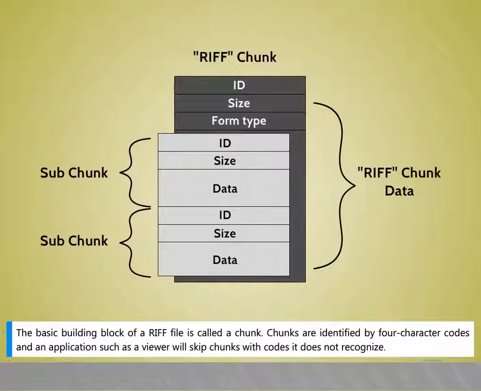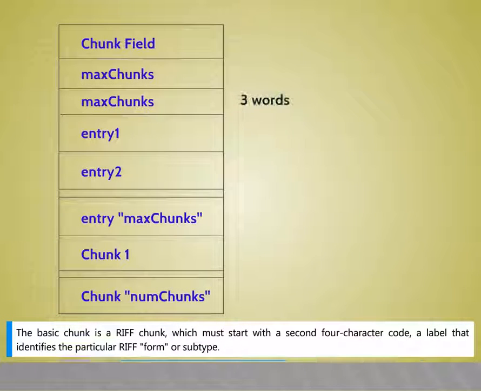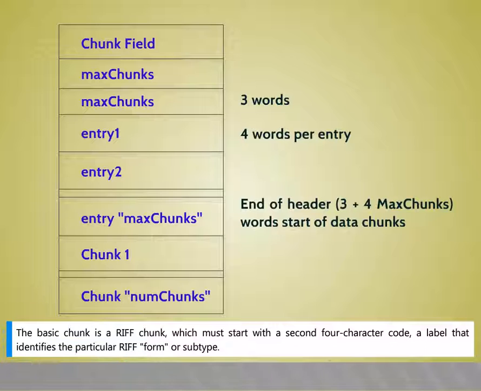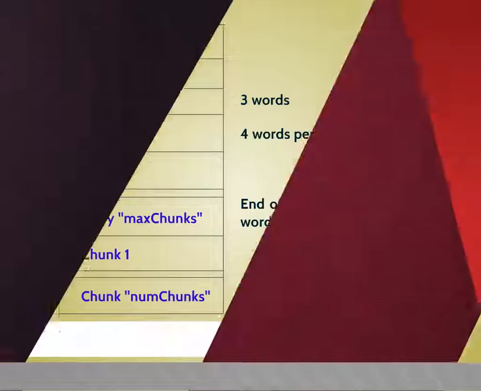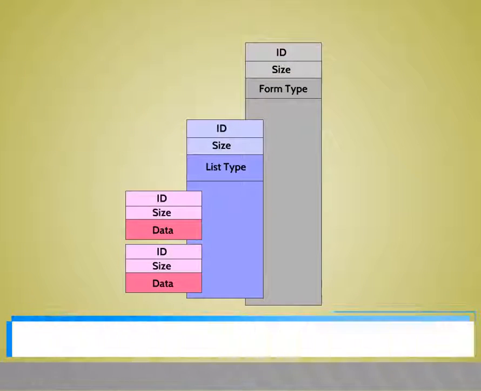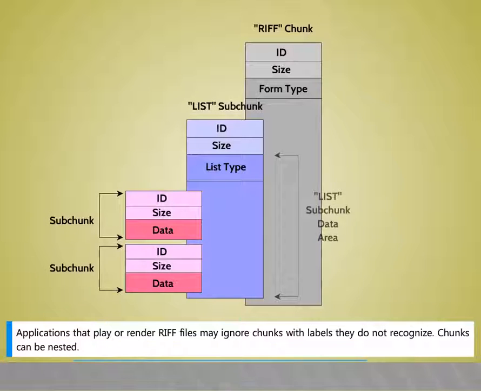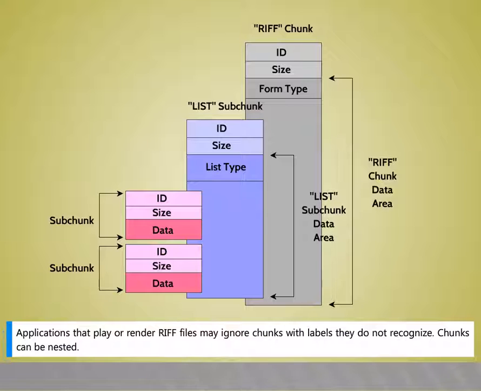The basic building block of a RIFF file is called a chunk. Chunks are identified by 4-character codes, and an application such as a viewer will skip chunks with codes it does not recognize. The basic chunk is a RIFF chunk, which must start with a second 4-character code, a label that identifies the particular RIFF form or subtype. Applications that play or render RIFF files may ignore chunks with labels they do not recognize. Chunks can be nested.